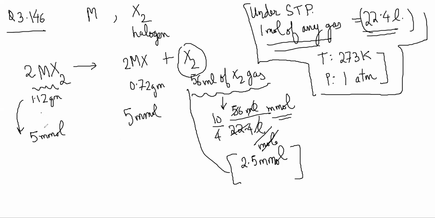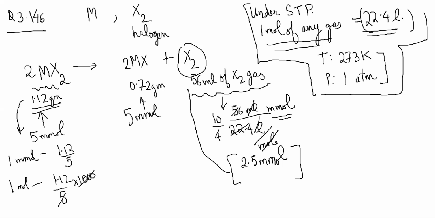Okay, then that just immediately tells you the molar mass, no? If 5 millimole is weighing 1.12 grams, then 1 millimole weighs 1.12 by 5, and 1 mole weighs 1.12 by 5 into 1000. So this becomes 112 into 2, 224 grams, 224.